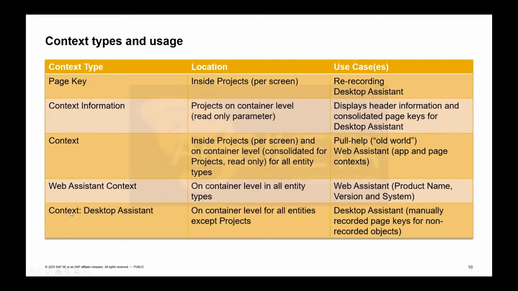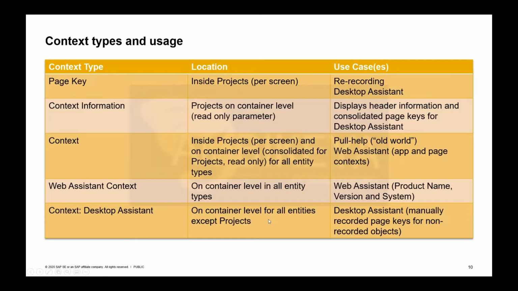And last but not least, context, desktop assistant, one more context, which is a container level object in the property grid of Project Explorer, but for all entities except projects. Why is that? Because the page key is something which is generated within projects. So the project as such knows where it belongs to automatically because it has been created somewhere.